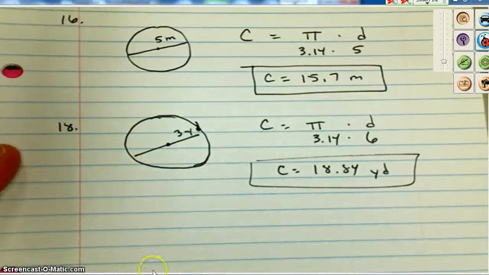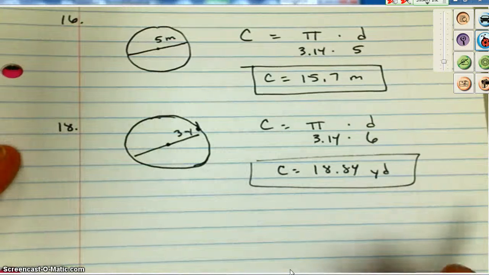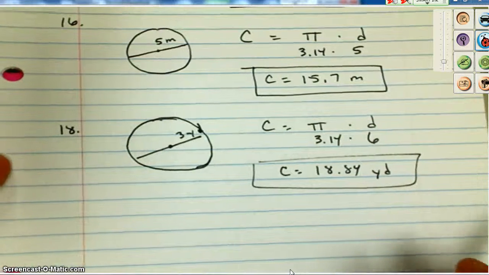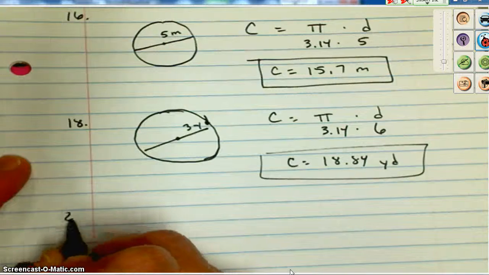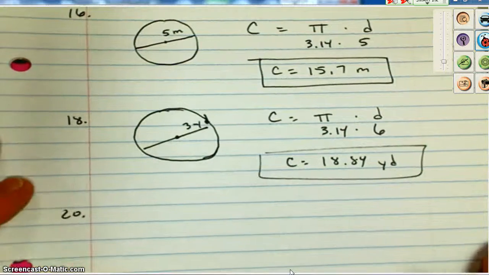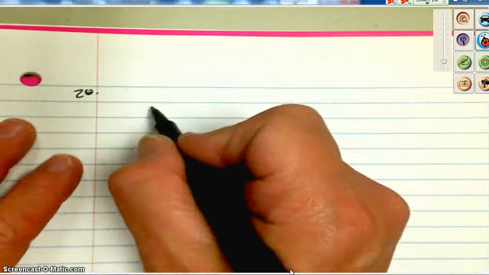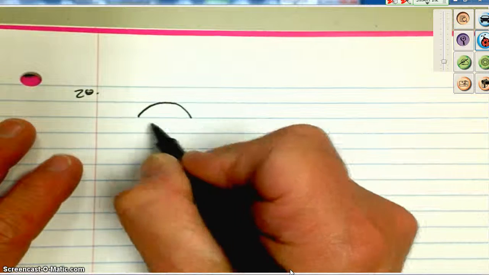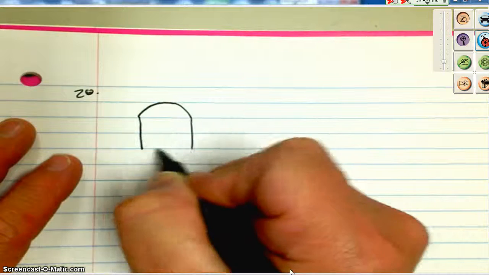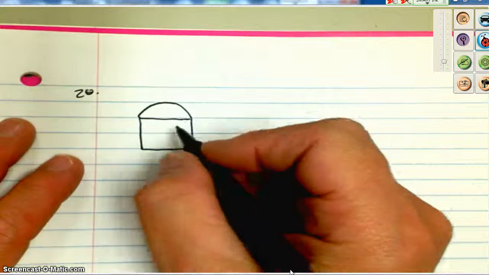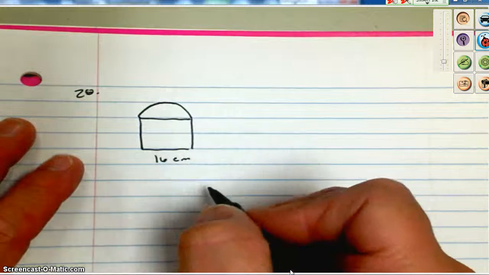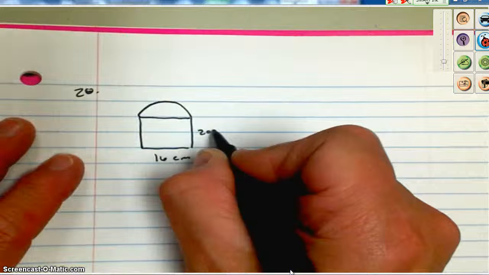Alright, now we're going to go to number 20. This was a favorite of some of yours. I'm going to go to the next page so I have plenty of room to work this out. So number 20, you would have had to draw the circle. We have a half a circle, and then we have this rectangle that looks like this. And we're going to label that 16 centimeters, and then we're going to label this 20 centimeters.